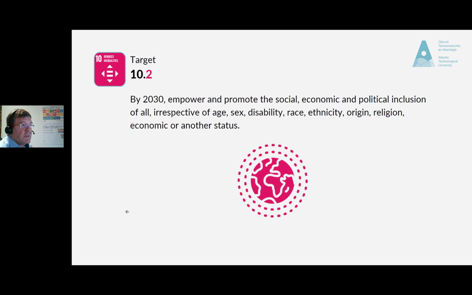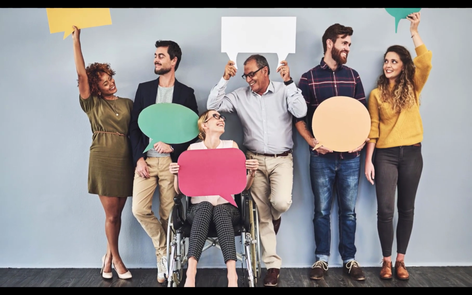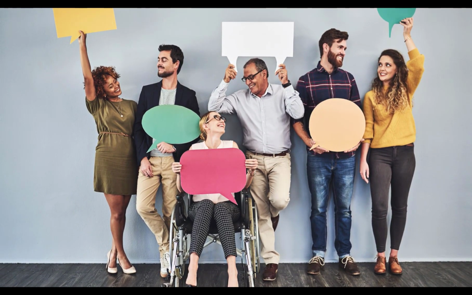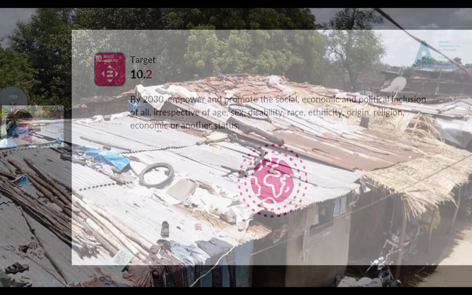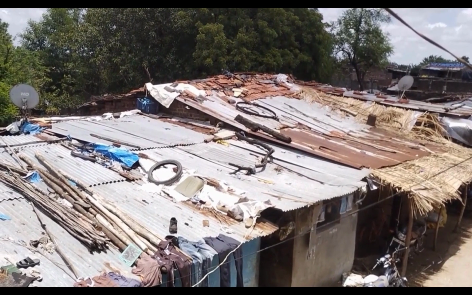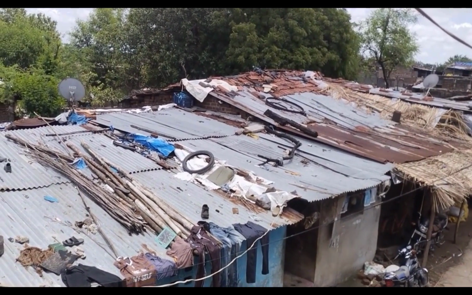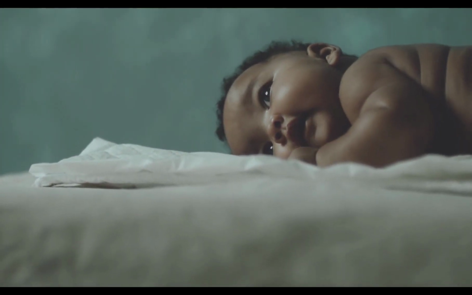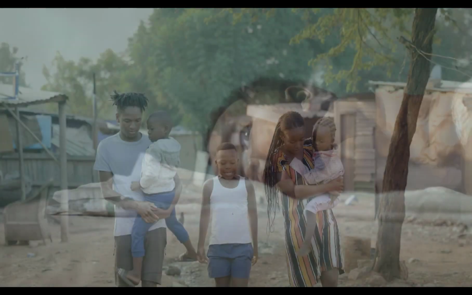Target 10.2: by 2030, empower and promote the social, economic and political inclusion of all, irrespective of age, sex, disability, race, ethnicity, origin, religion, economic or any other status. What is most important for how healthy, wealthy and educated you are is not who you are, but where you are. Your knowledge and how hard you work matter too, but much less than the one factor that is entirely outside anyone's control: whether you happen to be born into a productive industrialized economy or not.